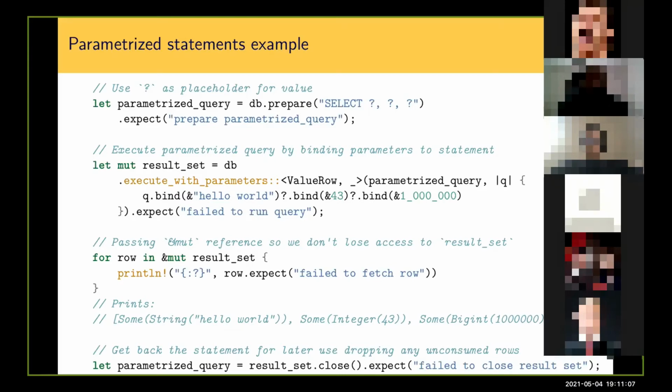And as you can see here, I iterate the result set, but what I do here, I use a mutable reference to the iterator, so I can later close this result set and get my prepared statement, which can be parameterized with a new set of parameters again. And you can see that what we get from the database is a string, an integer, and some big integer. So the database automatically chooses the right type for the values I got and sends them back.